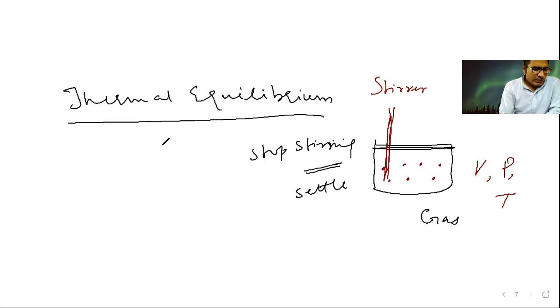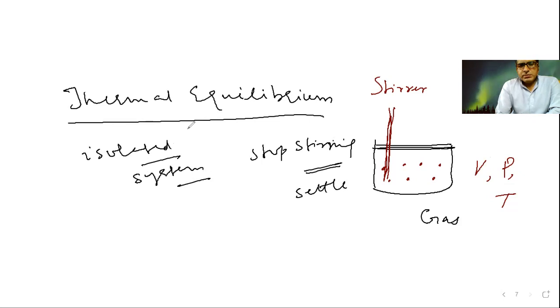We say when the macroscopic properties, pressure, volume, temperature, of an isolated system... When I say isolated system, you must know that an isolated system means a system which cannot exchange matter or energy with its surroundings. So the condition of thermal equilibrium is defined as: when the macroscopic properties of an isolated system become constant in time, the system is said to be in thermal equilibrium with itself.